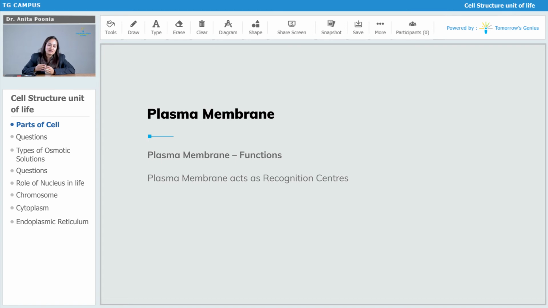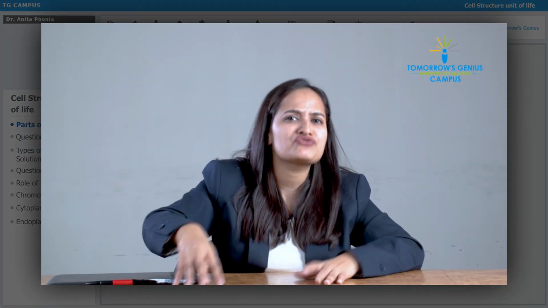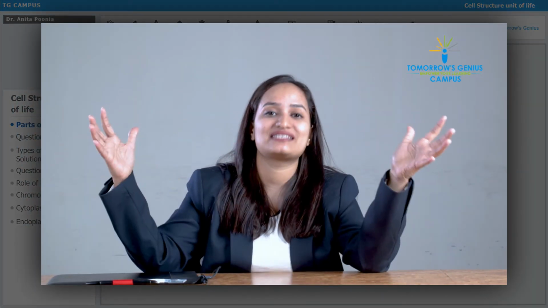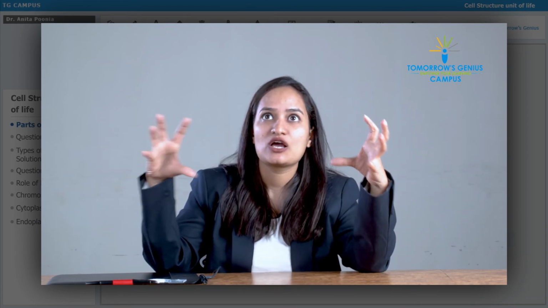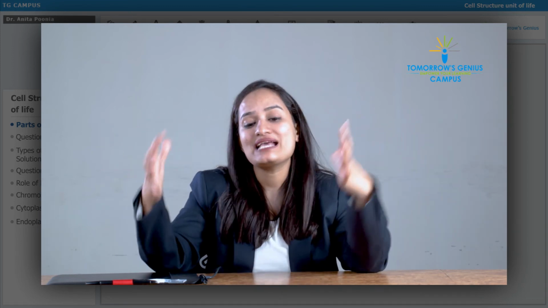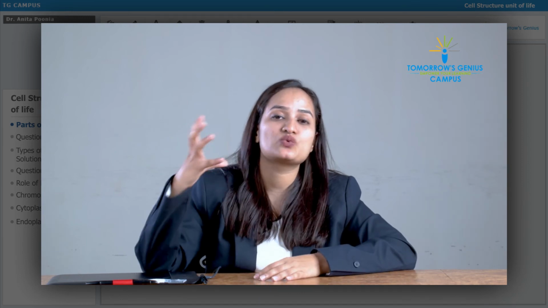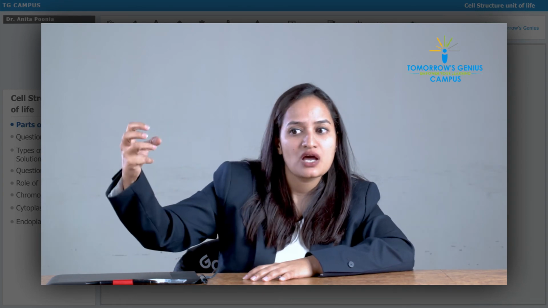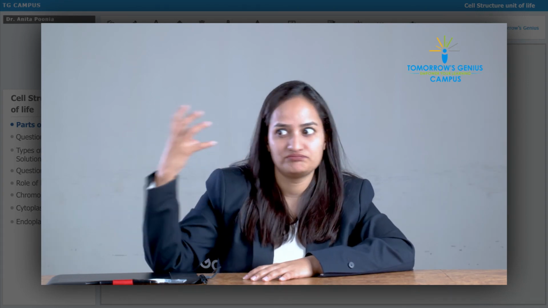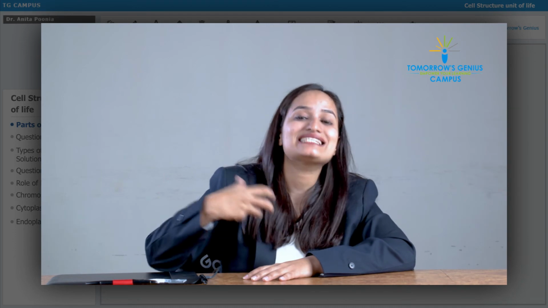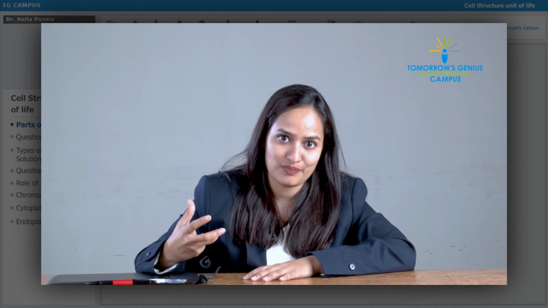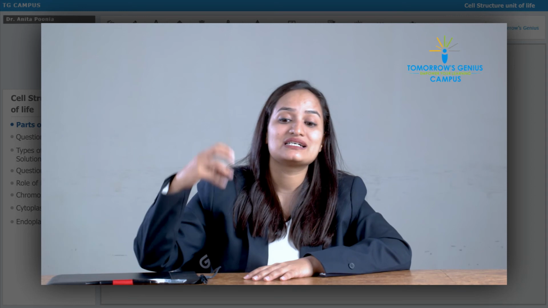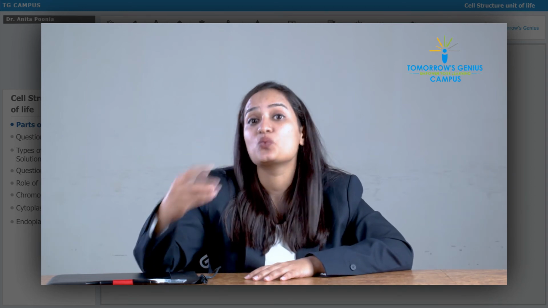Plasma membrane also acts as a recognition center. It acts as a recognition center for various substances outside the cell, right? It has that composition that makes it a recognition center as well. So different compounds, different enzymes, different organisms, maybe some other cells, can recognize a cell by its plasma membrane, because the plasma membrane becomes the recognition center as well.